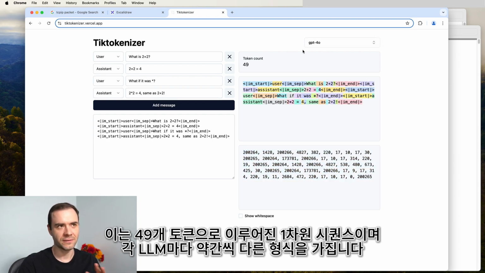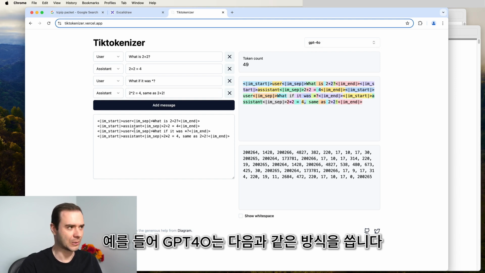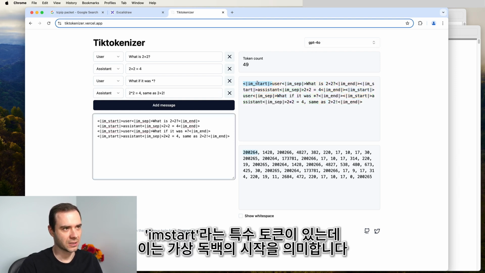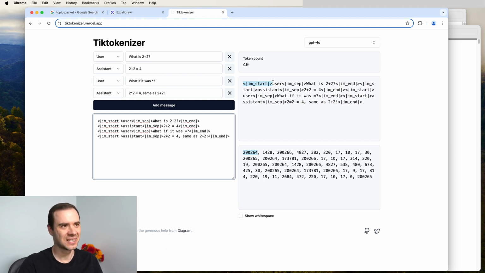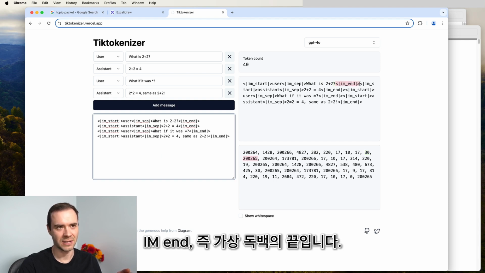All the different LLMs will have a slightly different format or protocols, and it's a little bit of a Wild West right now. But for example, GPT-4o does it in the following way. You have this special token called IM_start, and this is short for imaginary monologue, the start. I don't actually know why it's called that, to be honest. Then you have to specify whose turn it is, so for example, user, which is token 1428. Then you have the internal monologue separator, and then it's the exact question, so the tokens of the question. And then you have to close it, so IM end, the end of the imaginary monologue.